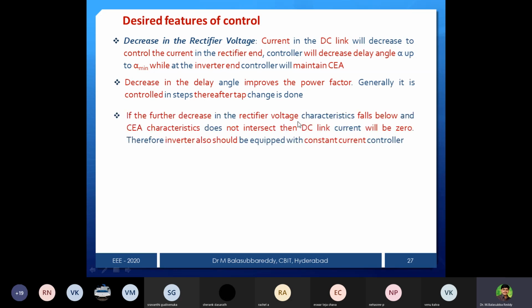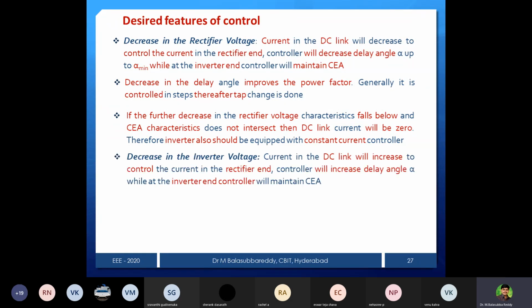On the other hand, if the rectifier voltage characteristic falls further and the constant extinction angle characteristic does not intersect it, the characteristics will sweep past each other, so both have to be coordinated. If you keep on decreasing alpha, the rectifier characteristic will not intersect the inverter characteristic, so you don't get an operating point of voltage and current. So that is also a problem. We'll see that. Another one is a decrease in the inverter voltage.